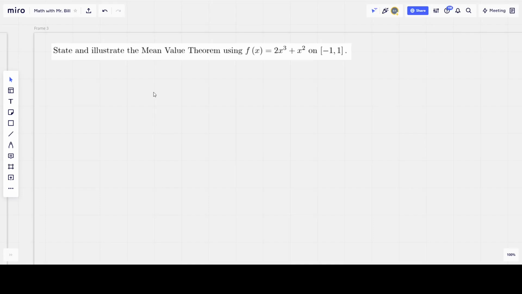Today we're going to be looking at a problem that involves the mean value theorem. We're going to state the theorem and then illustrate it using the function that's given to us.